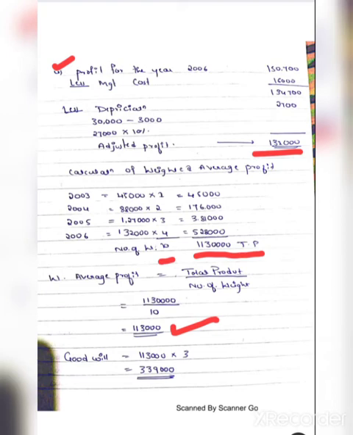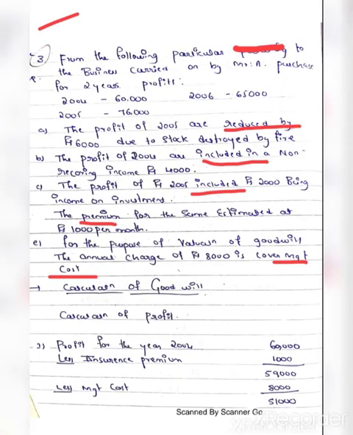Next, goodwill equals 11,03,000 into 3. So final answer 3,39,000. Okay guys, profit.